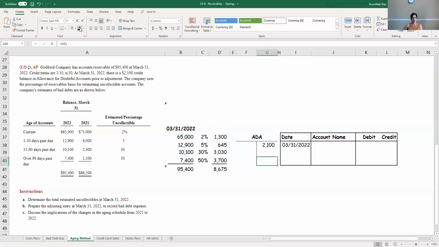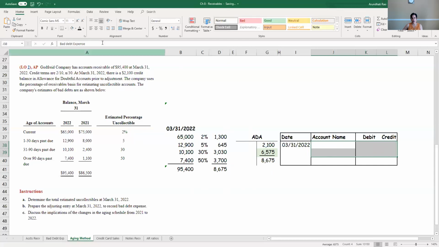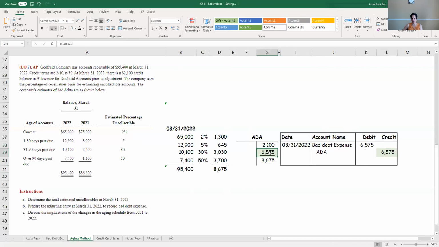So that's a number I'm going to place over here in my T account. That's a desired ending balance. If this is the desired ending balance and I already have 2,100 in my account, my journal entry should be only for this number. It should be for 6575. So my journal entry is bad debt expense debit, allowance for doubtful account credit, and that number is 6575, and that's the number I took from over here.